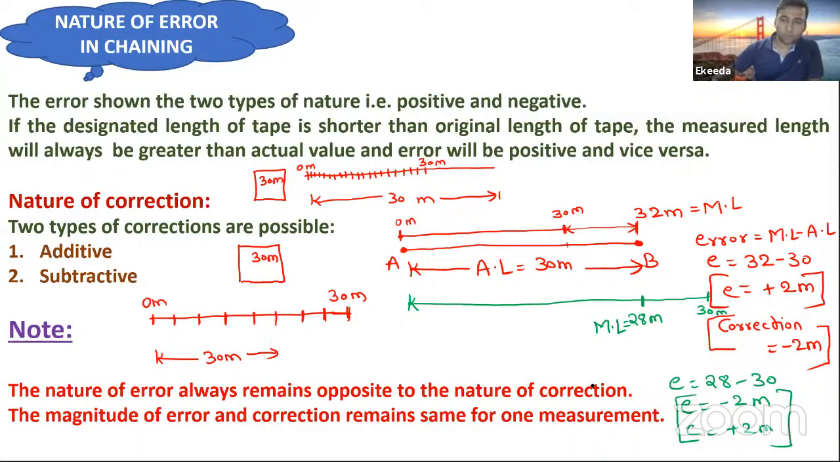Okay. Now if the length of tape becomes more, then error will be negative and correction will be positive. And if the length of tape is less than the actual length, then error will be positive and correction will be negative. That is the basic concept which we derived from this portion.